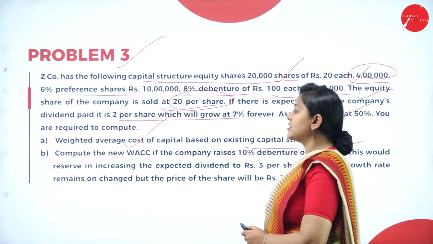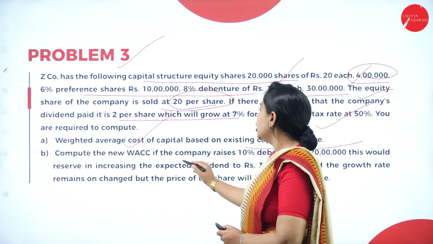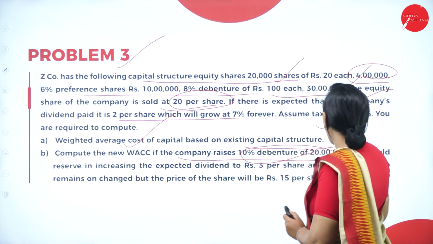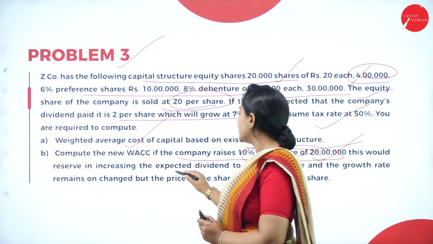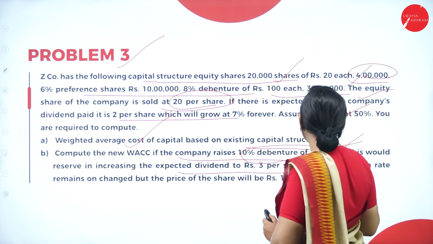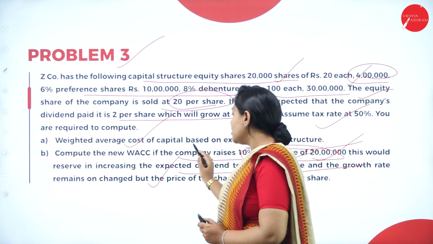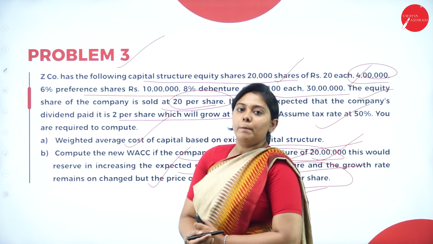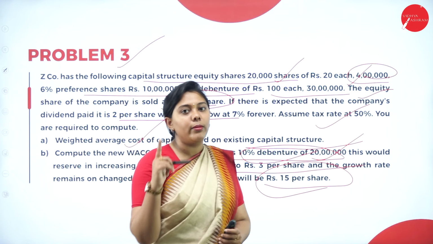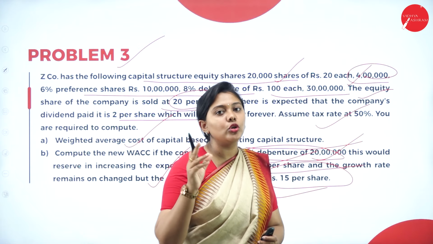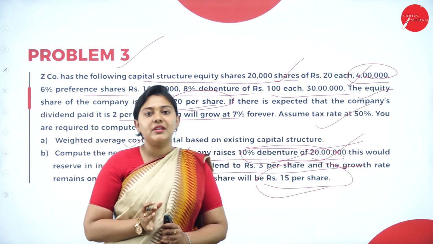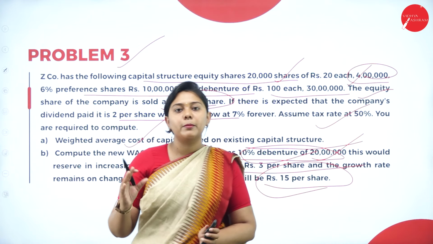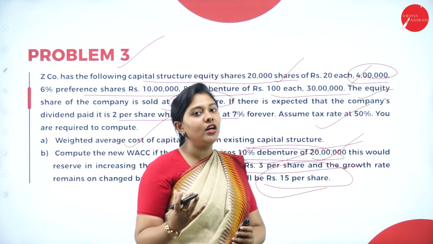based on existing capital structure and compute the new WACC if the company raises 10% debenture of 20 lakh, this would result in increasing the expected dividend to 3 per share. The growth rate remains unchanged and the market price will be 15 per share. So this is similar to the problem number 1 we have solved. Whenever two WACC calculations are given, redeemable problems will not be given. Directly you can solve the problems.